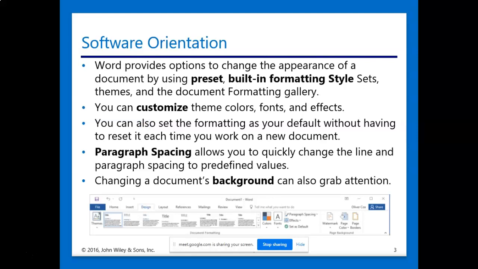So what we know is that Word provides options to change the appearance of a document by using preset, built-in formatting style sets, themes, and the document formatting gallery. You can customize themes, colors, fonts, and effects. You can also set the formatting as your default without having to reset it each time you work on a new document. Paragraph spacing allows you to quickly change the line and spacing to predefined values.